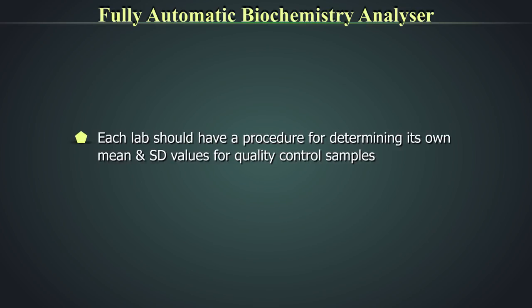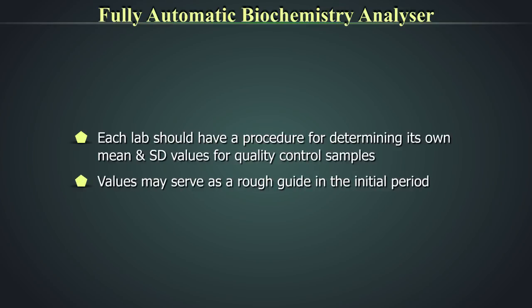Each lab should have a procedure for determining its own mean and standard deviation values for quality control samples. Manufacturer values may serve as a rough guide in the initial period.